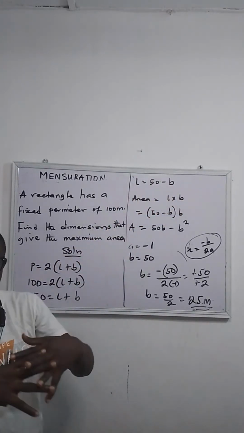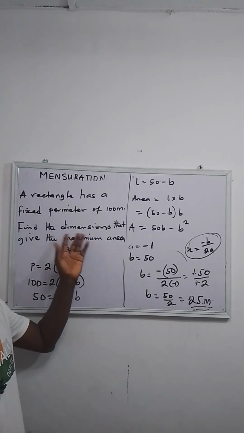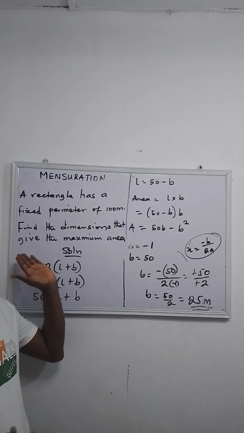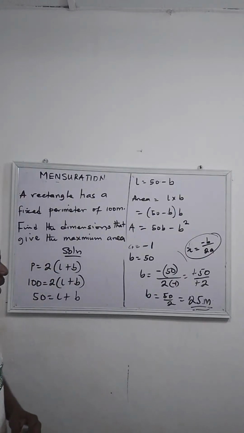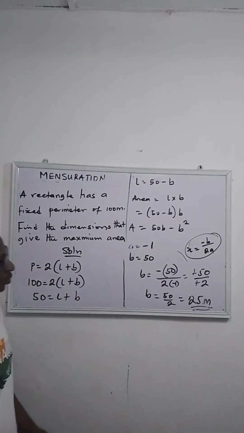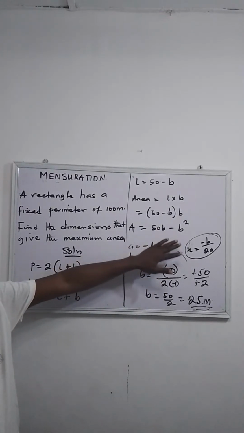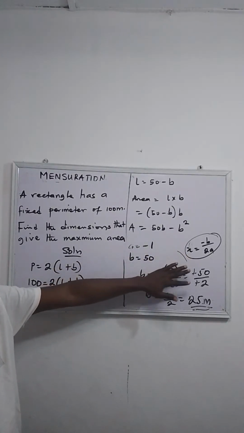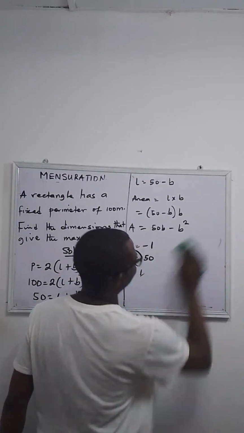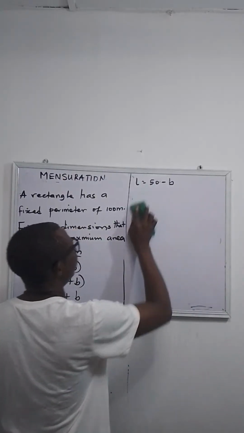That is how to get the maximum area of any given rectangle, like what we have here. So that is how to solve that. But if you do not understand, because I'm making use of a quadratic equation to do this, let's assume that you don't really get that. You can also do it in this way.